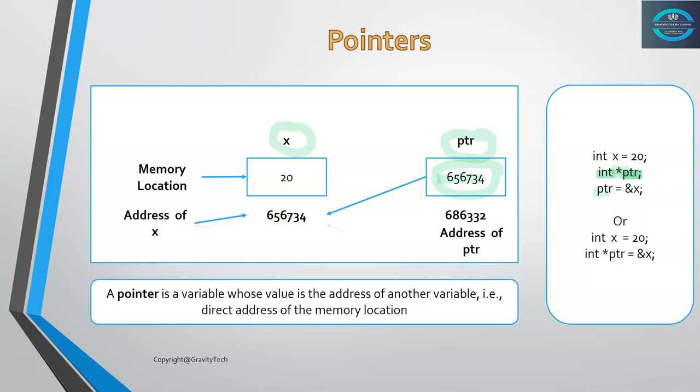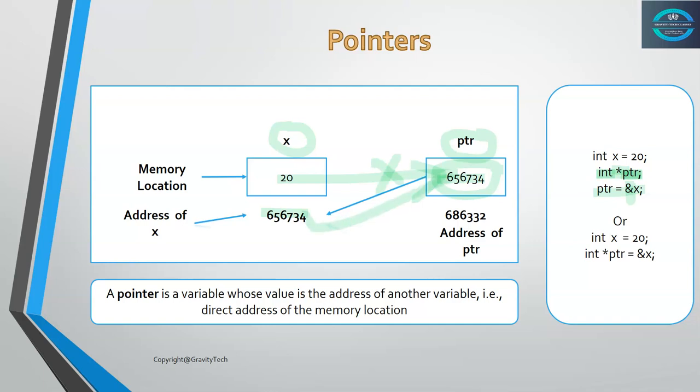We will just say ptr is equal to ampersand of x. Why ampersand? Ampersand से हमको उसका address मिलता है, address of x. But if you do not use ampersand and if you try directly ptr is equal to x, so ये क्या करेगा, 20 को copy करने की कोशिश करेगा यहाँ पे, which is not correct, right? So this is wrong and this is correct.